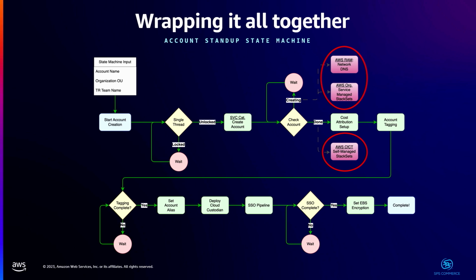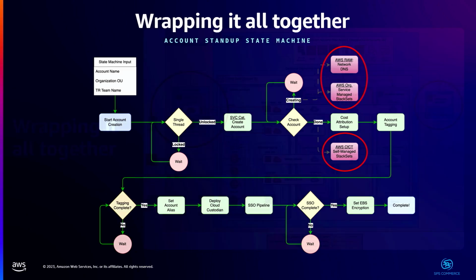And then the SSO pipeline kicks in. This is the creation of Okta groups, the permission sets that enable the teams to access this new account that they've requested. And then once that's completed, we then enable encryption by default for EBS for all of our accounts. So 25 minutes later, we have a brand new AWS account with all of our foundational governance components on it.